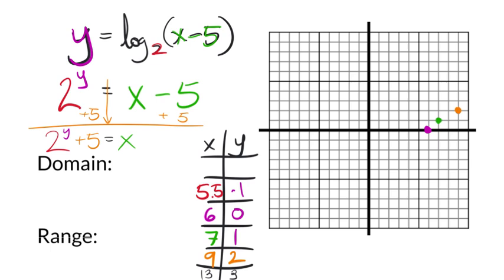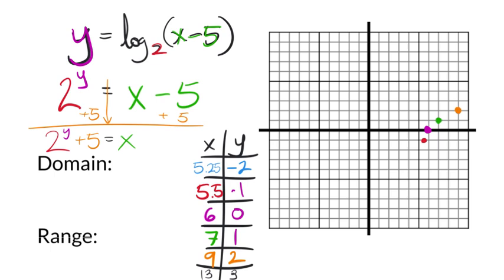So 5.5, negative 1 is about right there where that red dot is. Now we see it curving downwards, which we expect, but let's try negative 2 instead. So 2 to the power of negative 2 is 1/4, plus 5 is going to be 5.25. And again, you can use a calculator for this stuff.